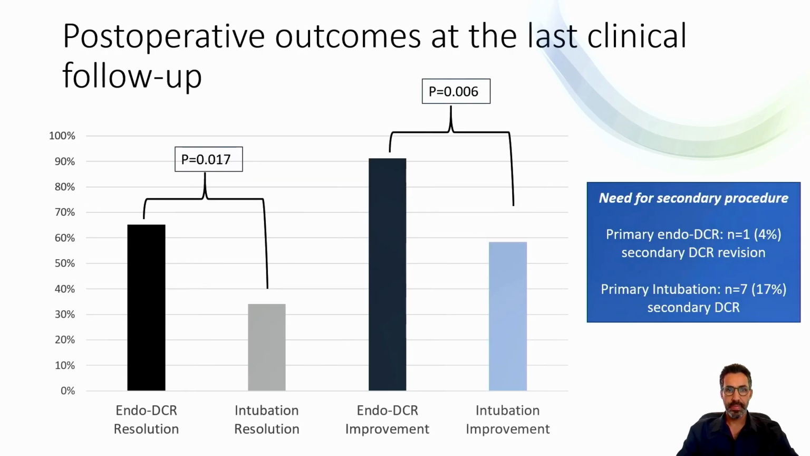Now for the results. At a median follow-up of 9 months for the DCR procedures and 10 months for the intubations, there was a significantly higher rate of self-reported epiphora resolution, as well as of self-reported overall improvement in epiphora, in the endo-DCR treatment group. Furthermore, among patients undergoing DCR as the primary procedure, only one, approximately 4%, had a secondary DCR revision. In comparison, among patients undergoing intubation as the primary procedure, 7, which is 17%, underwent a secondary DCR following the intubation.